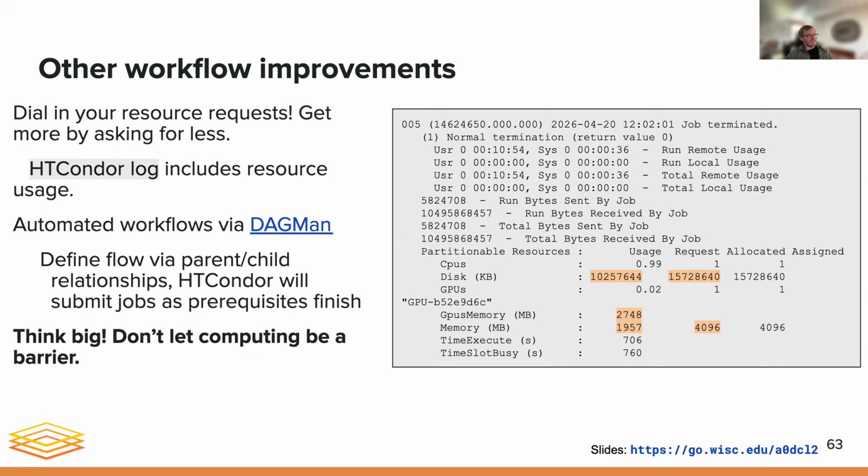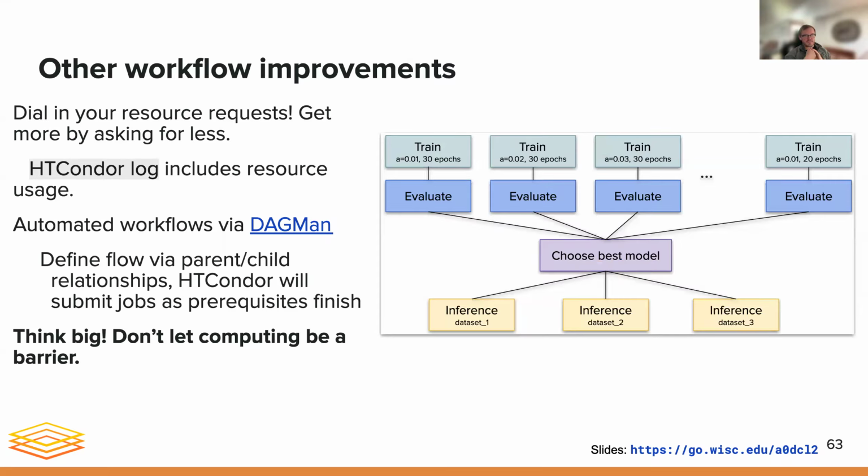Another thing that's possible that's way beyond the scope of this presentation is you can define automated workflows using something called DAGMan. I linked the documentation here, but the idea is you describe a graph of work that needs to get done using parent-child relationships, and Condor will submit jobs on your behalf as the other nodes complete. Conceptually, this is what one of those might look like. This is exactly what I just described.